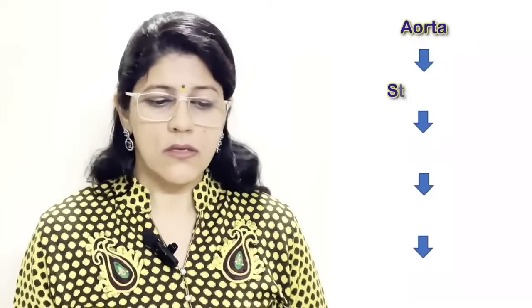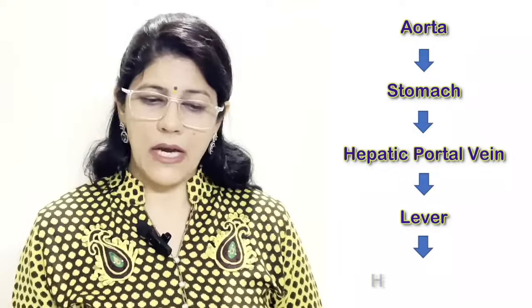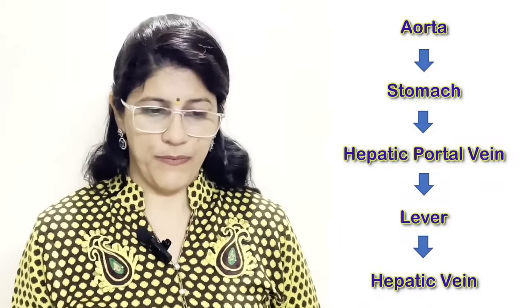Next is aorta, hepatic portal vein, liver and stomach. So starting with aorta, stomach, hepatic portal vein, liver and last is hepatic vein.